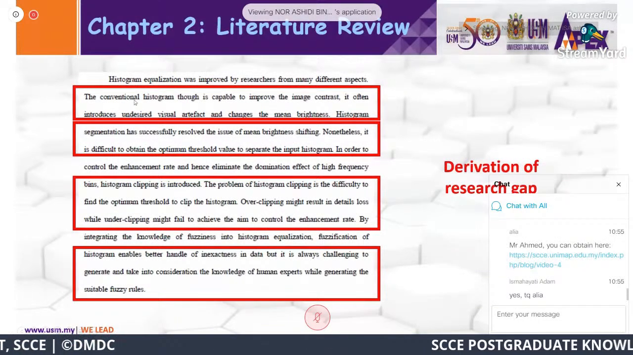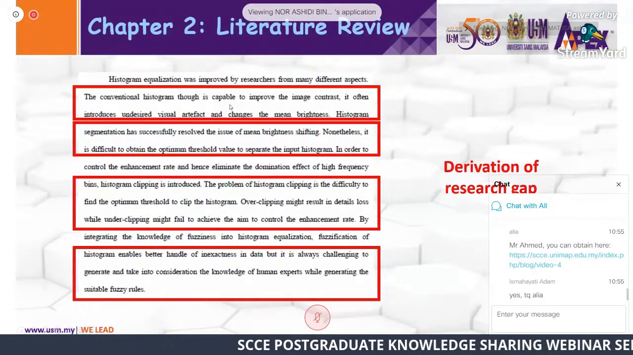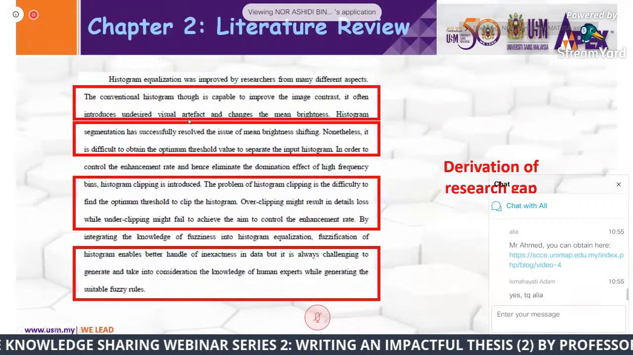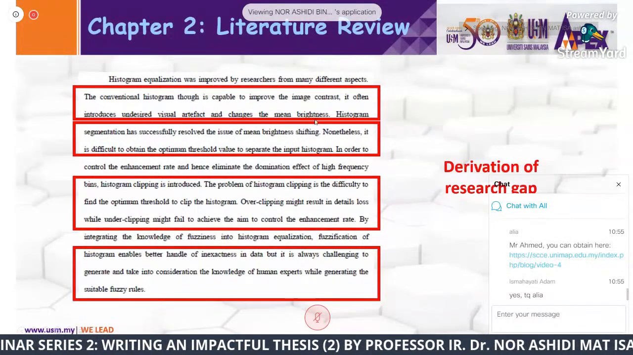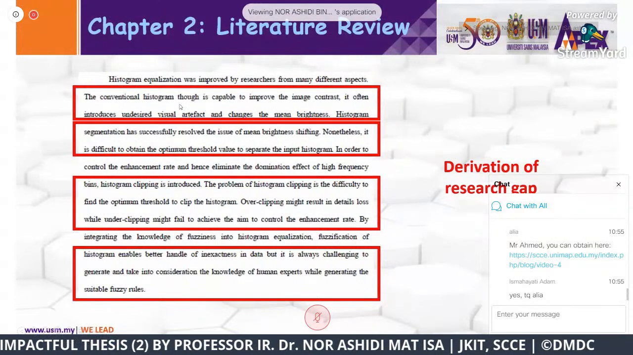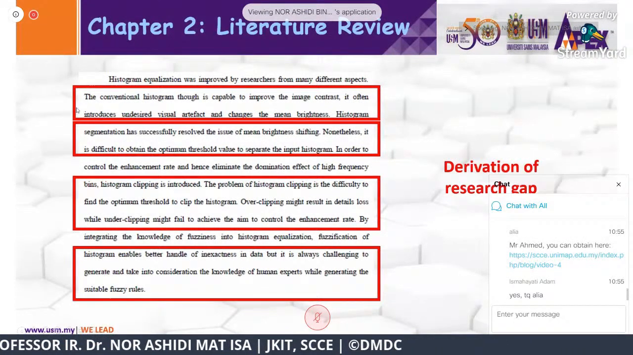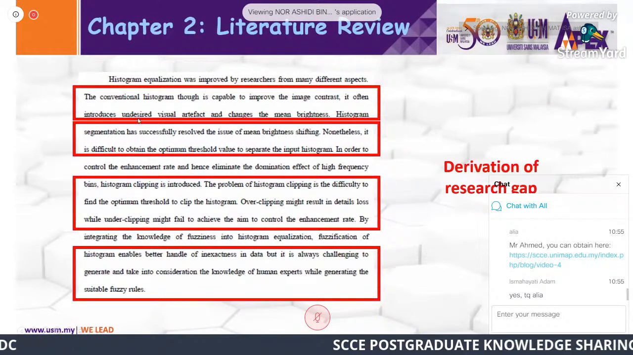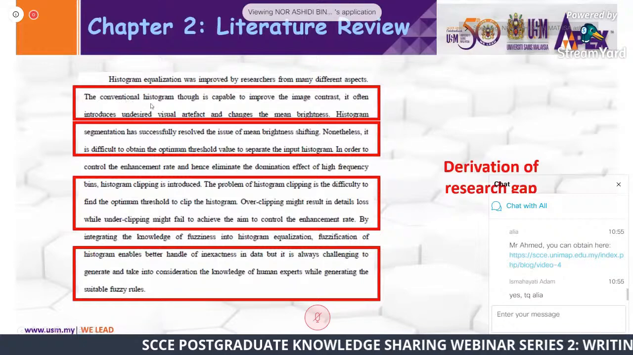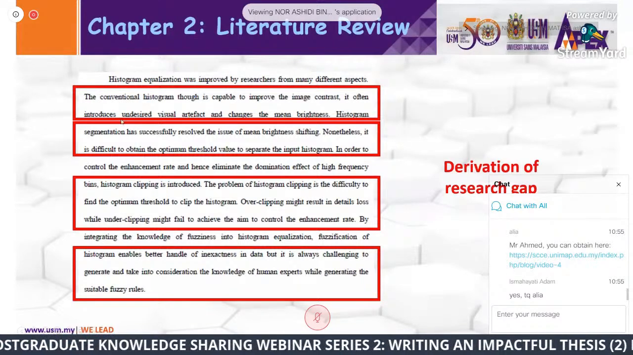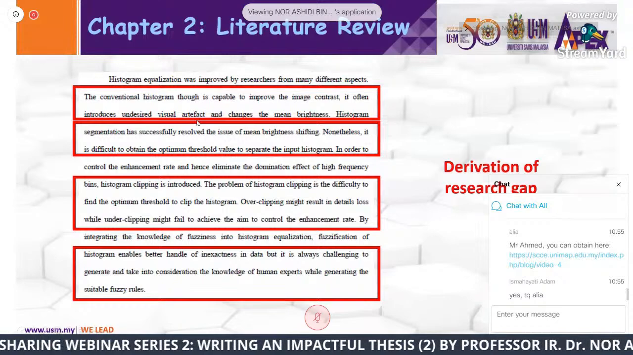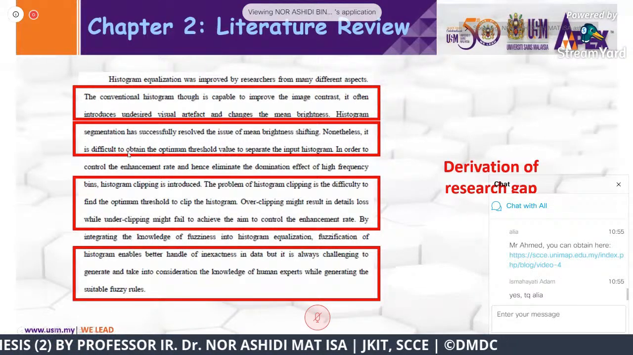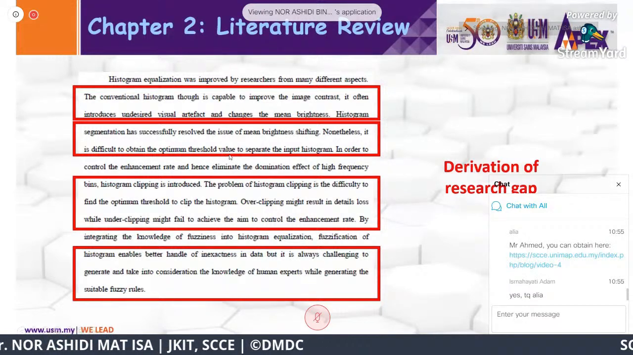So the conventional histogram, though capable of improving the image contrast, often introduces undesired visual artifacts and changes the mean brightness. So from those techniques, my student came out with one common research gap, because those histograms introduce undesired visual artifacts. What are the other problems? Difficult to obtain the optimum threshold value.